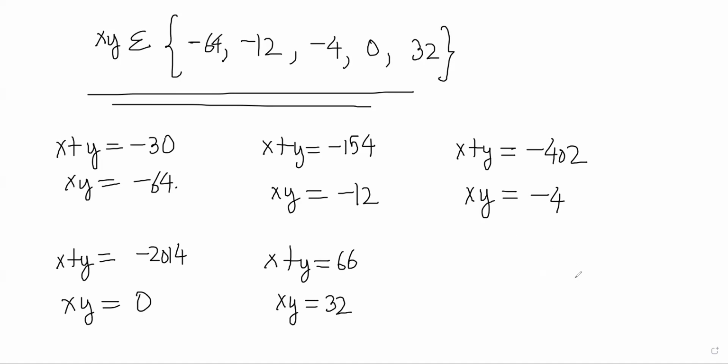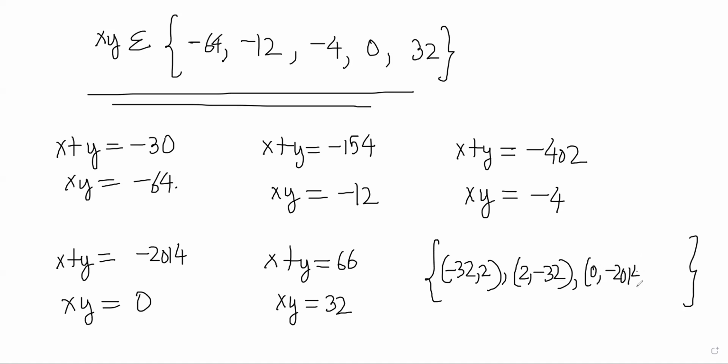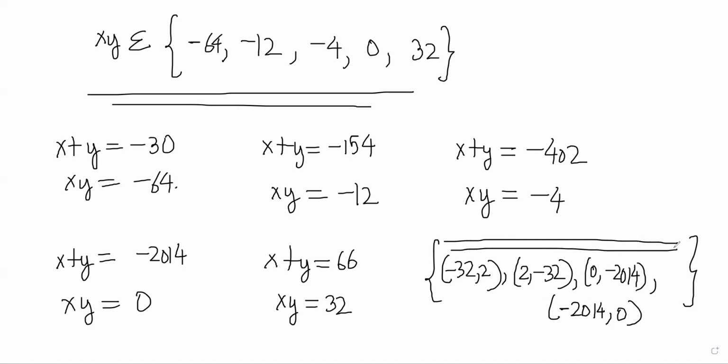And solving these, we can get the set of solutions for our equation. The set of solutions that comes out for us is -32, 2 for x and y, 2, -32, then 0 comma -2014, and finally -2014 comma 0. These are the 4 solutions that you will end up with after doing this casework.